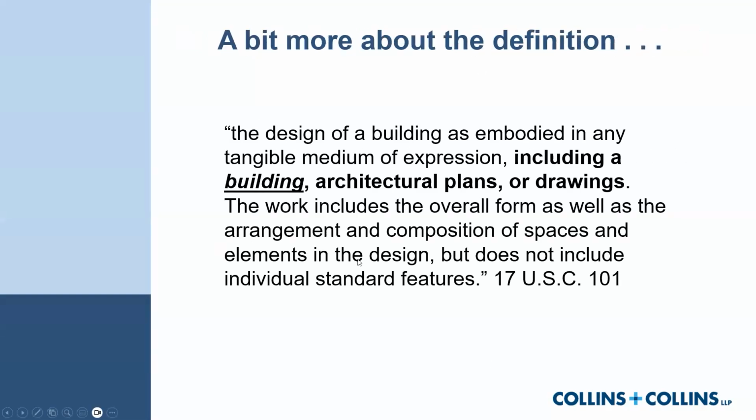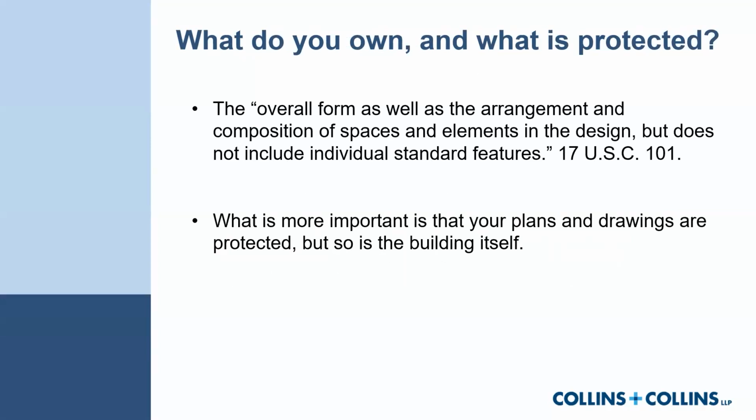Let's move on to another key aspect of this definition, which is that tangible mediums include a building, architectural plans, or drawings. In terms of what you own and what's actually protected, and we'll get into this in more detail later on, it's the overall form as well as the arrangement and the composition of spaces and elements in the design. But as Jason mentioned, it doesn't include individual standard features. For instance, let's use the Falling Water example. Obviously from the outside, that design is distinct. You see it, the overall form is something that's going to be subject to copyright.